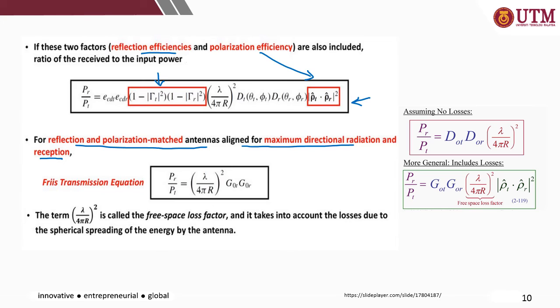The ratio between PR over PT is equal to lambda over 4 pi r, squared, times G0T G0R, the maximum gains of the transmitter and the receiver. As mentioned earlier, lambda over 4 pi r squared is known as the free space loss factor, which takes into account the losses due to spherical spreading of the energy by the antenna.